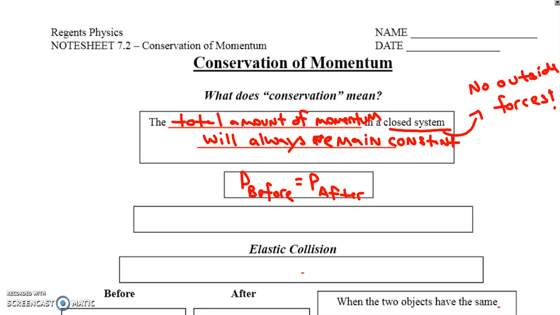So mathematically, this works out to be the momentum of the first object plus the momentum of the second object equals, and you could have a string of 3, 4, 5, or 6 objects, but we'll deal with 2, the momentum of the first object after, so we'll use the prime notation for that, plus the momentum of the second object after. So that's the general equation that will apply for all of our different types of collisions.